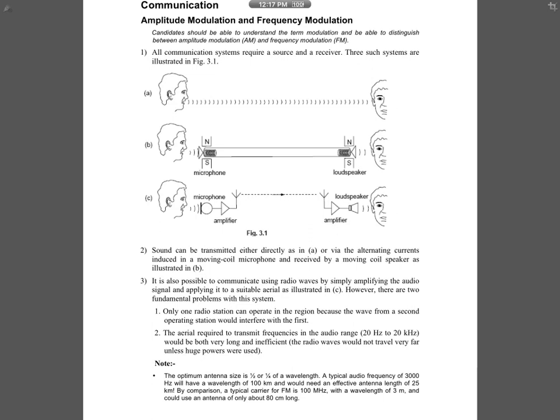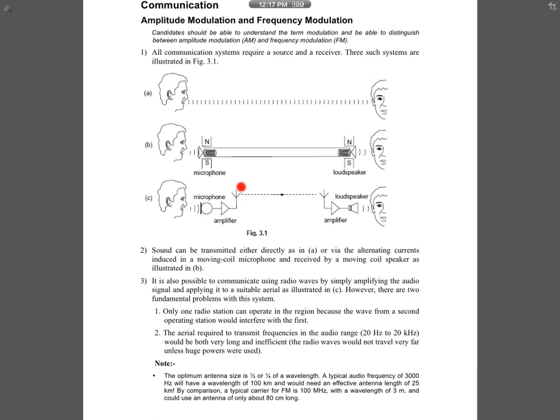It's actually very easy. If you have a microphone connected to an amplifier, remember your microphone will convert your voice into alternating voltage. So this alternating voltage is amplified and you pass it through an aerial. So what is an aerial? An aerial is just a normal wire, but you strip off the insulation. So it's just a bare wire.